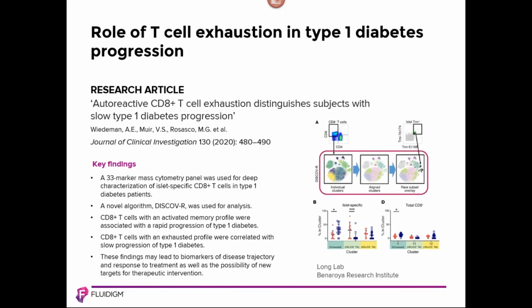So islet-specific CD8 positive T cells with an activated memory profile were found to be associated with rapid progression of type 1 diabetes, while CD8 positive T cells with an exhausted profile were correlated with slow progression of type 1 diabetes. So these findings may lead to biomarkers of disease trajectory and response to treatment, as well as the possibility of new targets for therapeutic intervention.